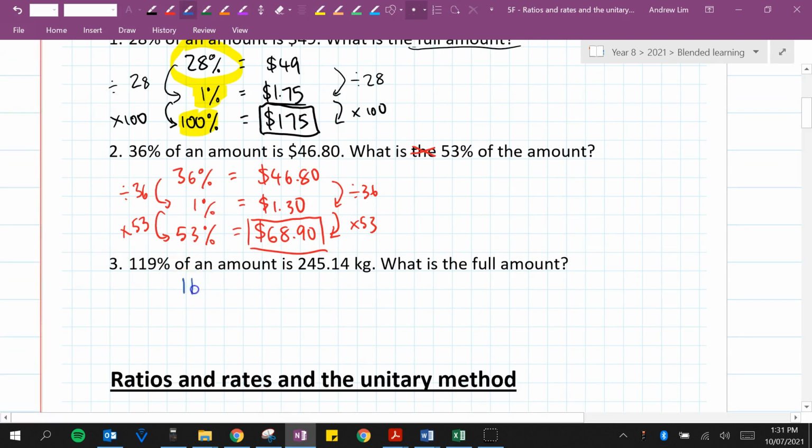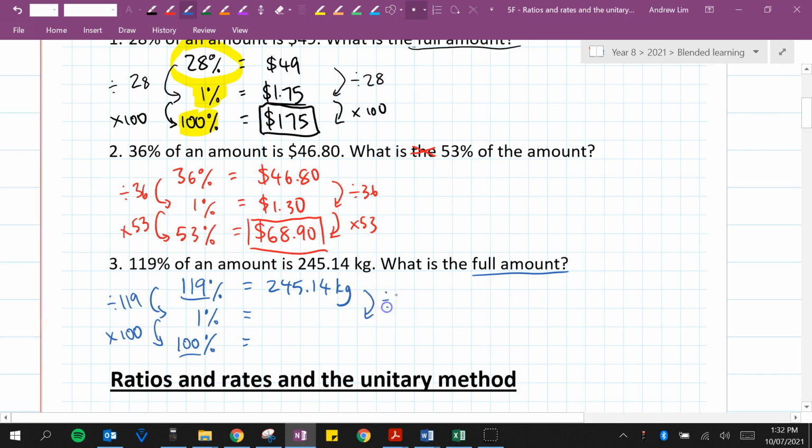Okay, we've got 119% is equal to 245.14 kilograms. We want 1%, and then we can work out the full amount, which is 100%. So that means we are going to divide by 119, because that's the number that we started with. Then we're going to times it by 100, because that's the number we want. So I'm going to divide by 119, and then times it by 100.